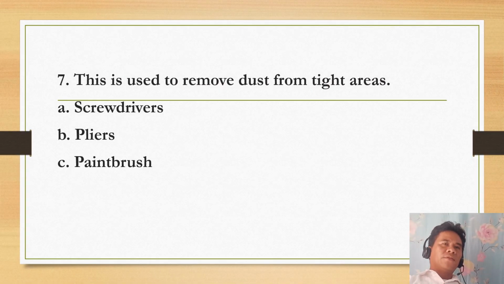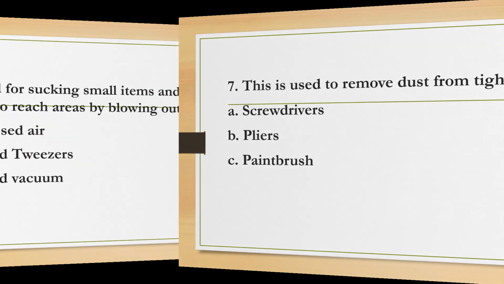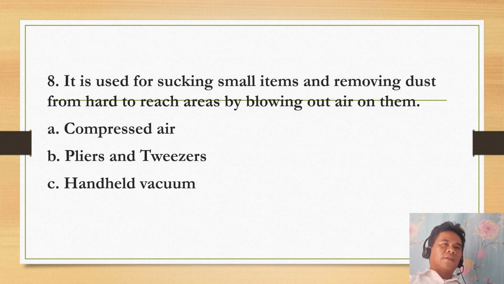Number 7, this is used to remove dust from tight areas. A. Screwdrivers. B. Pliers. C. Paintbrush. Number 8, it is used for sucking small items and removing dust from hard to reach areas by blowing out air on them. A. Compressed air. B. Pliers and tweezers. C. Handheld vacuum.